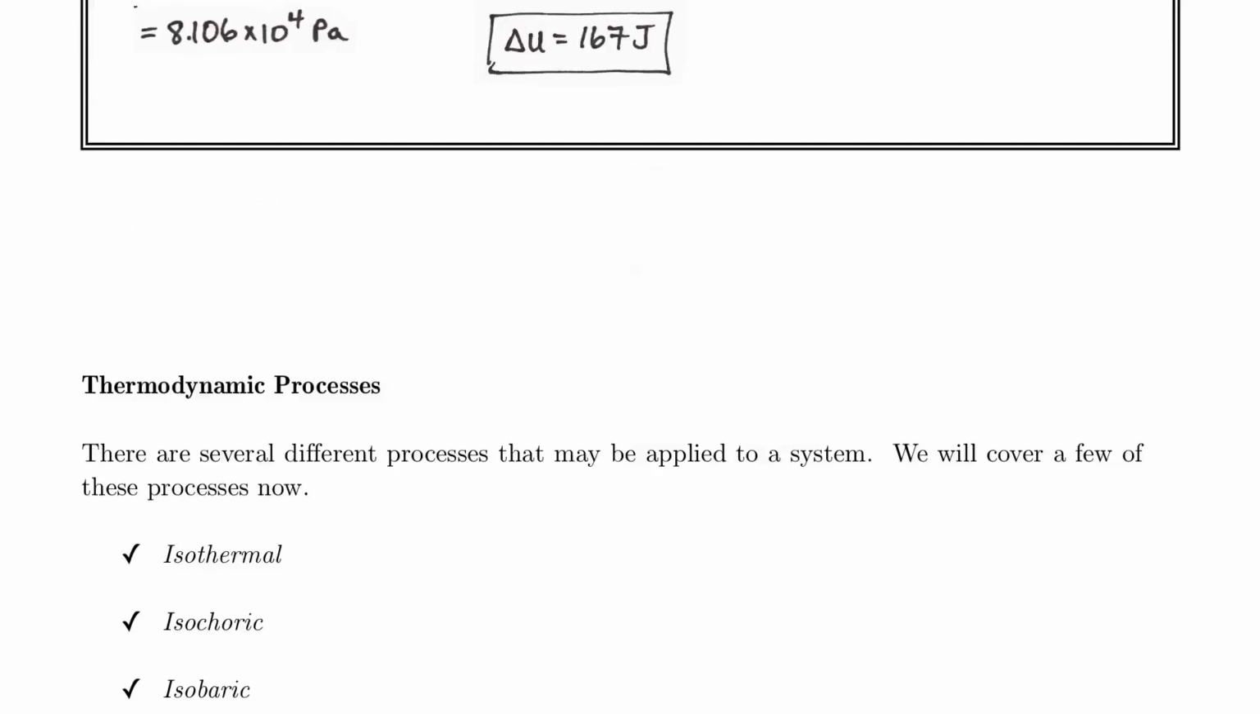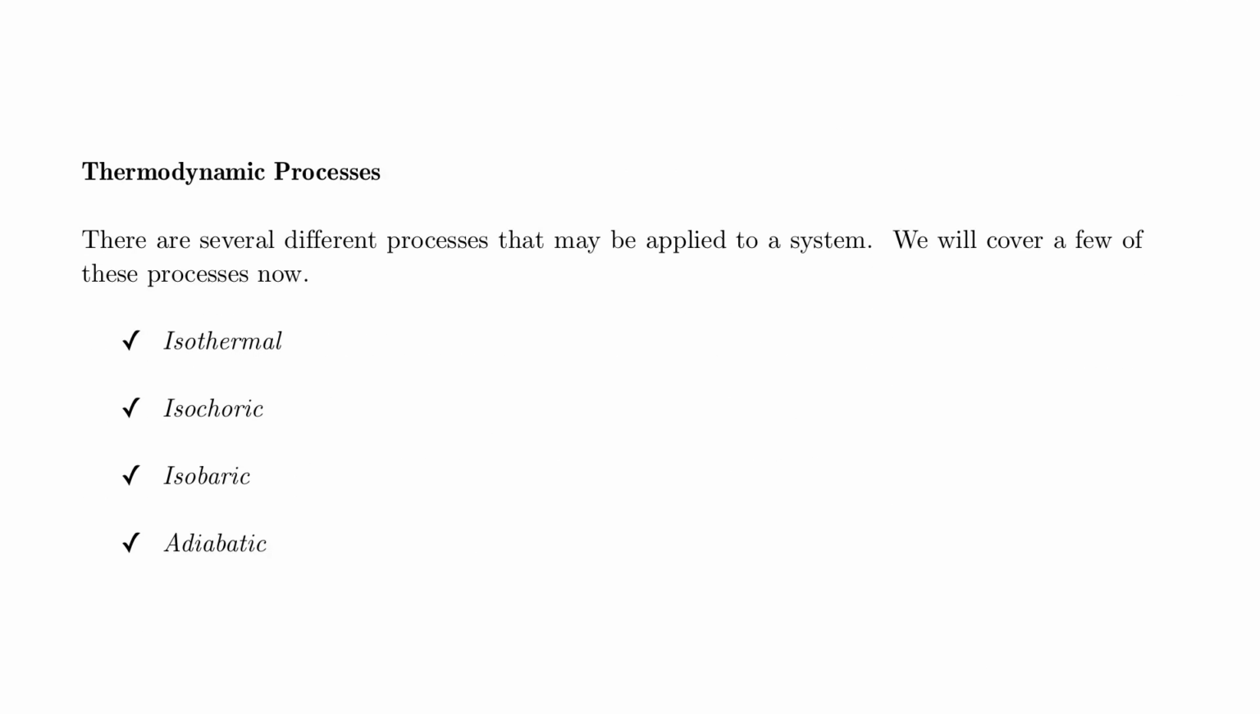All right, so let's talk about a few thermodynamic processes, because there's several different processes that may be applied to a system. We're going to cover a few of them now. An isothermal process is anything that takes a gas through a change at a constant temperature. So here, there's no change in the internal energy of the system. So this is isothermal.